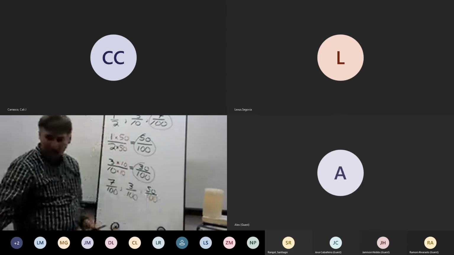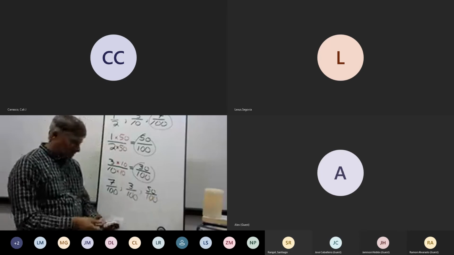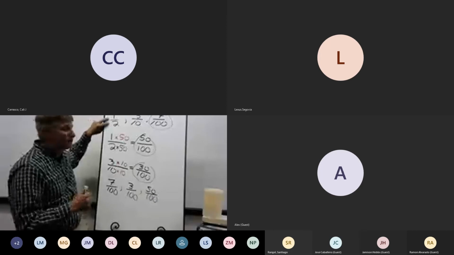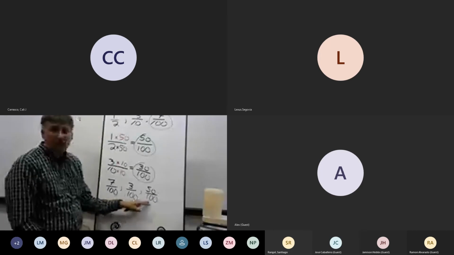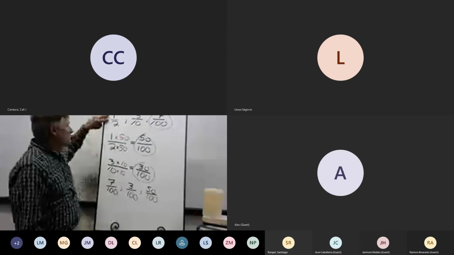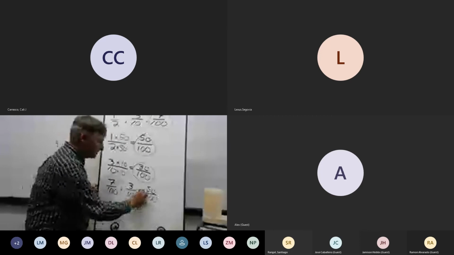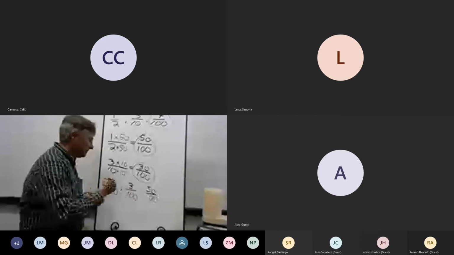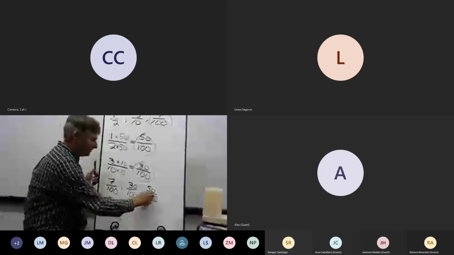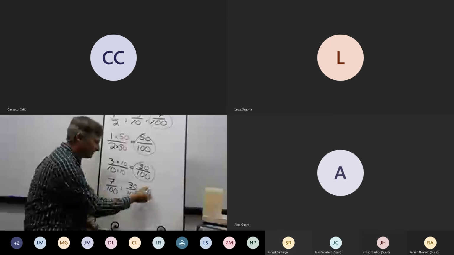Now, we've got these modified fractions in order, but we want to remember 1/2, I'm going to show why this is true, is equal to 50 over 100. They're the same quantity. It's just 1/2 of 100. So instead of 50 out of 100, oh, sorry, this is 30. We can put in 1/2.